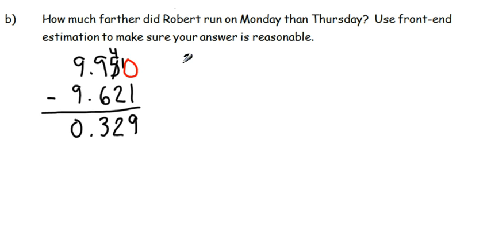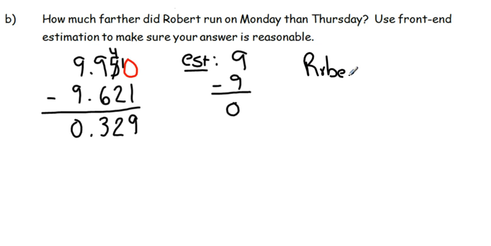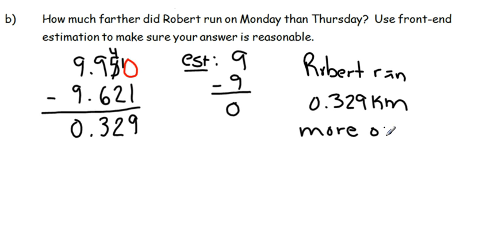Use front-end estimation to see if our answer is reasonable. So we just drop the decimals. 9 subtract 9 is 0. So we can tell that our answer is reasonable. It's close to our estimate. And we state our answer. Robert ran 329 thousandths of a kilometer more on Monday.